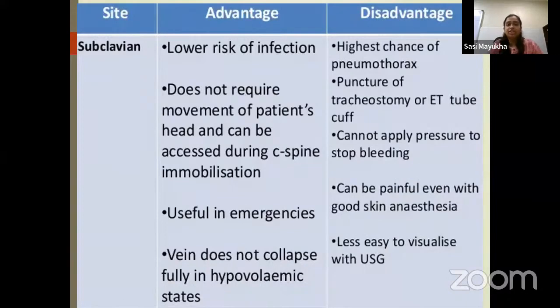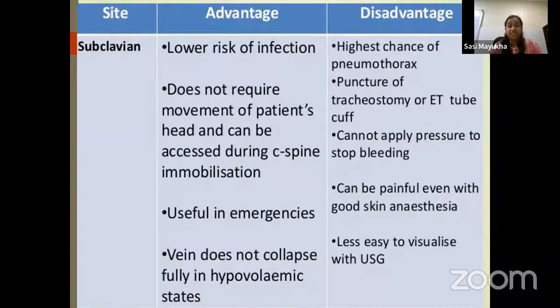So regarding the advantages of the subclavian vein, there is a lower risk of infection, it does not require movement of the patient's head, and it can be accessed during C-spine immobilization. It is useful in emergencies. The most important thing is that subclavians are preferred because of the lower risk of infections. But the other disadvantage is it has the highest chance of pneumothorax, puncture of the tracheostomy or the ET tube cuff, and you cannot apply pressure to stop bleeding.